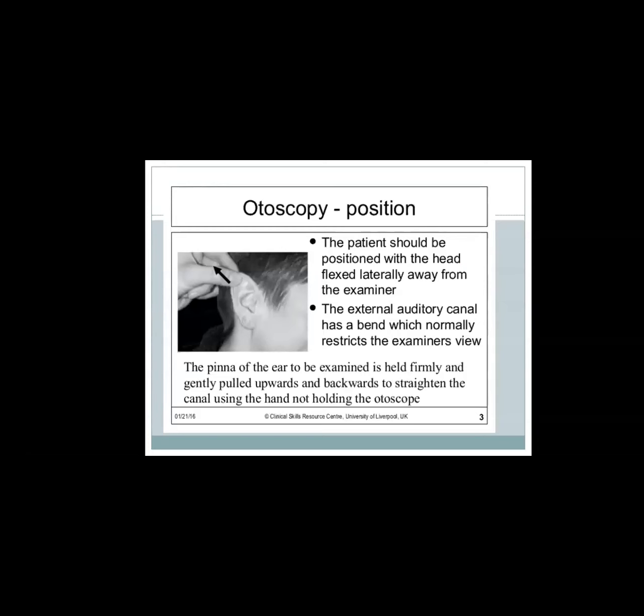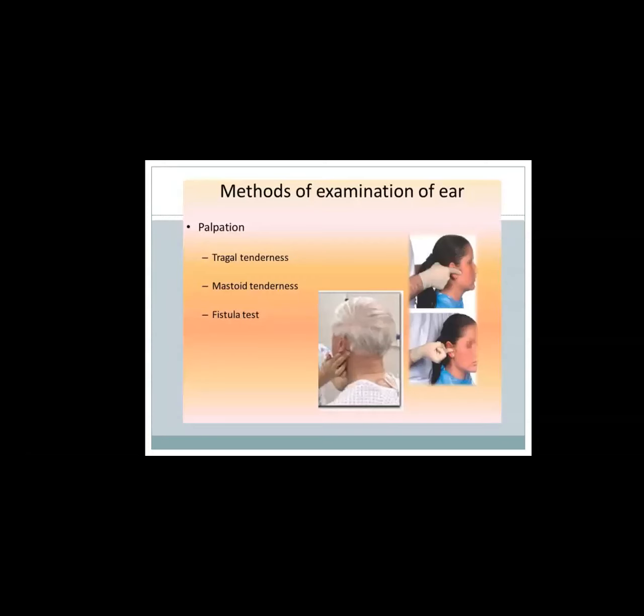Then you have to see, palpate and see. You have to look for tenderness. What is a tragal? I put first one as tragal tenderness. All of you palpate and see. In the front portion of the ear, you see a triangular elevated area. Anyone tell me, are you able to feel that area?